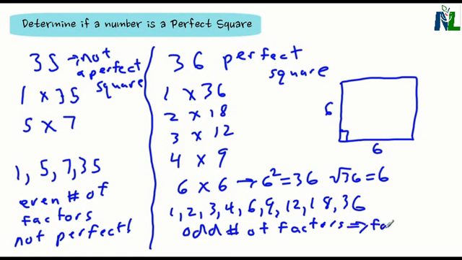So if you're ever just given a list of factors like that, just count them up. If it comes out to be an odd number, 5, 7, 9, anything like that, you know that it's going to be a perfect square.